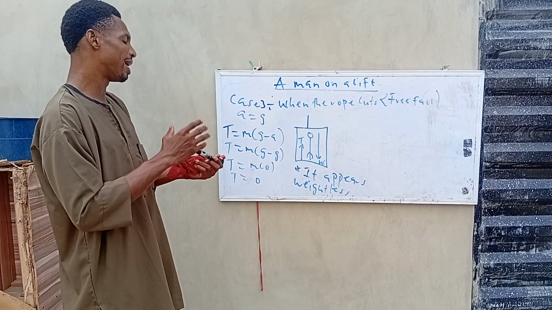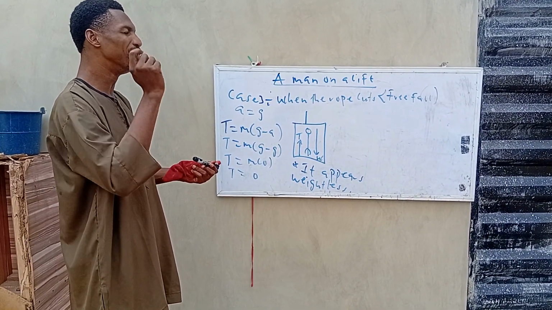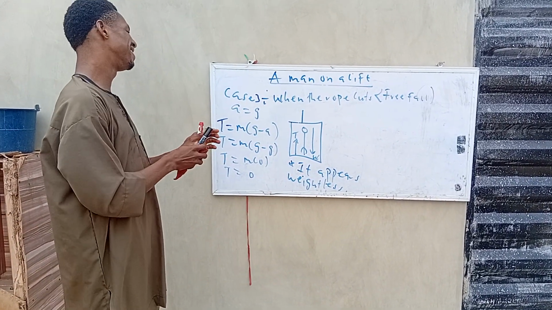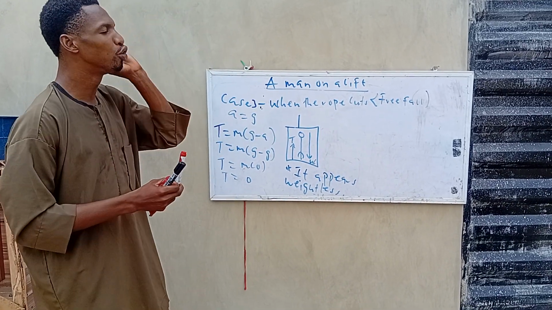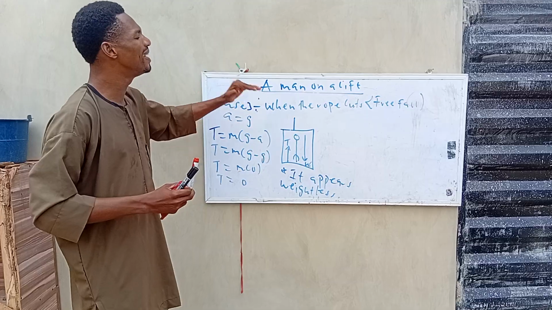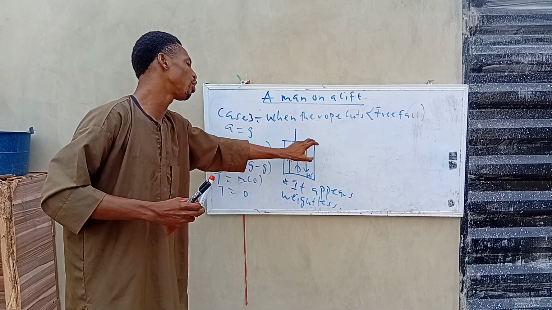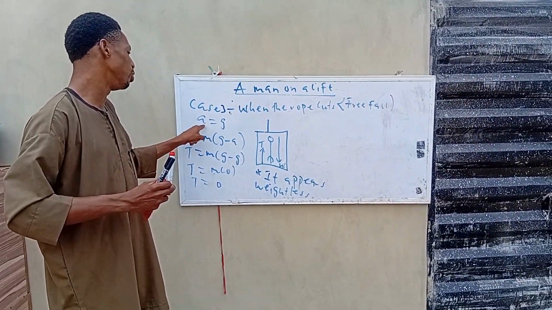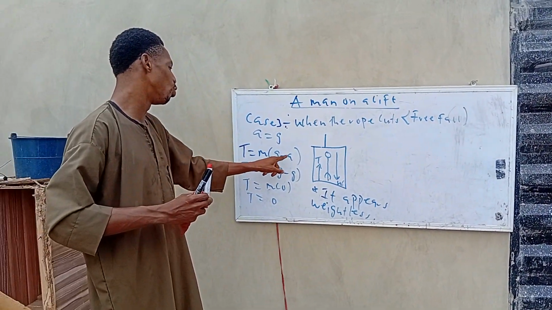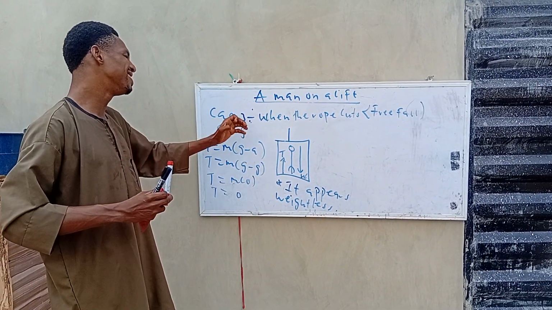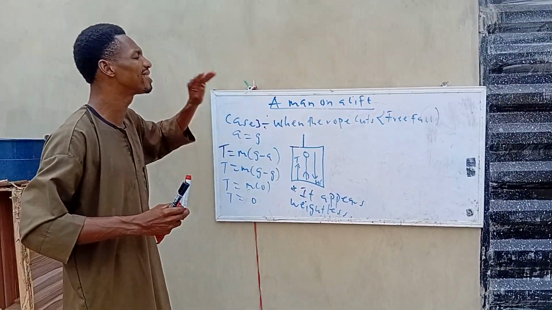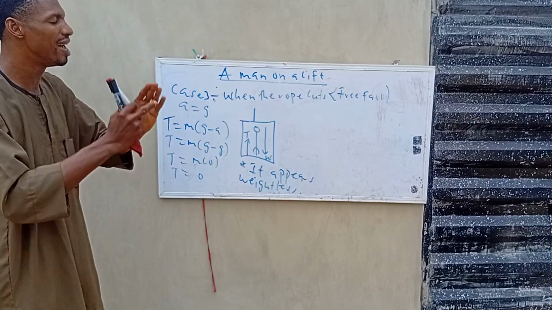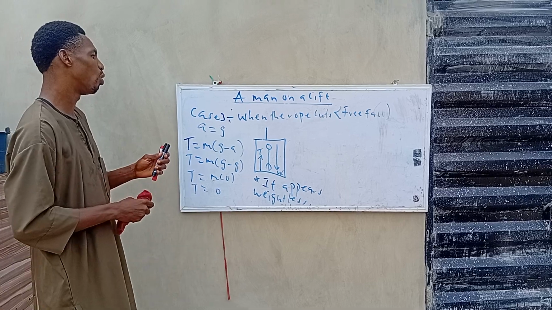Please take note: when the rope of the elevator cuts, or when it undergoes free fall, A becomes G. And we use the formula for case 2. Why? Because when the rope of this elevator cuts, the elevator will move downward. So when we see A, we put it as G, and T becomes 0. It means the weight of the man appears weightless. Under case 3, when the rope of the elevator cuts, the man appears weightless.